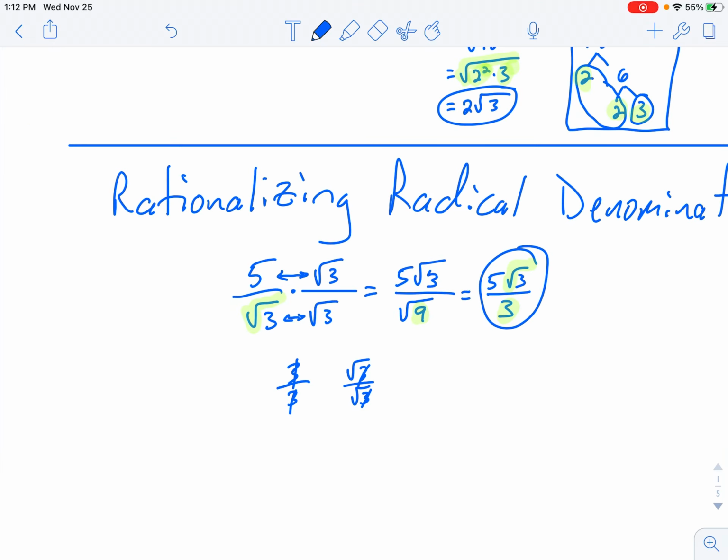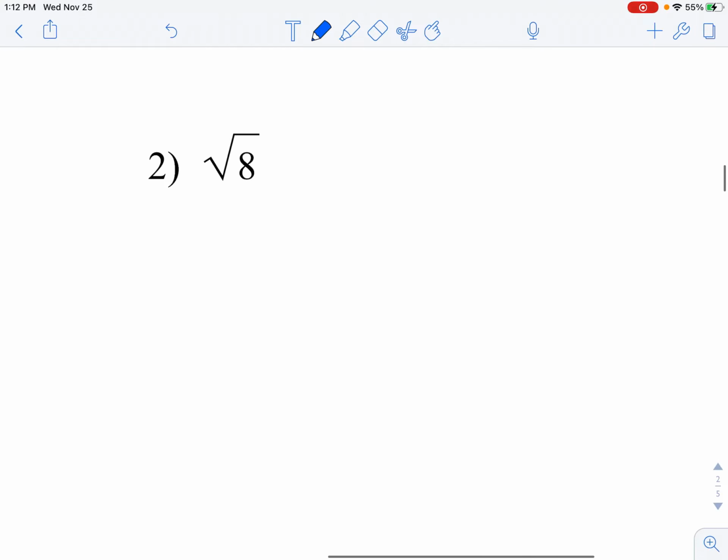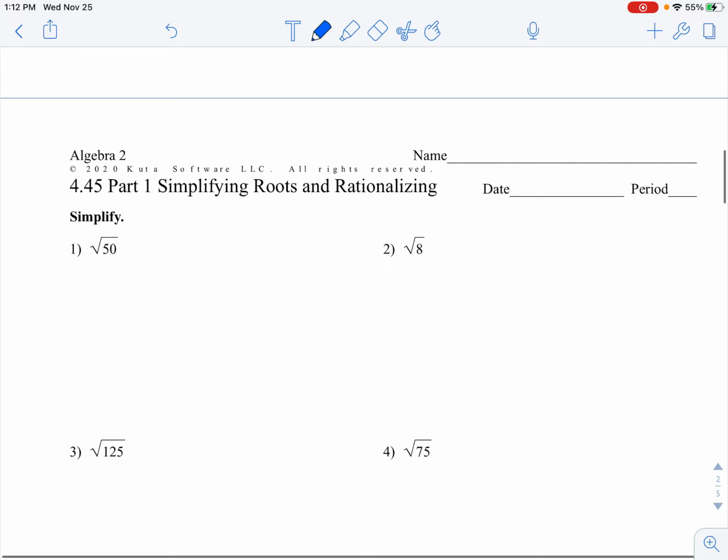So we're going to be doing some of those. All right, let's get on with the show here. So number 2, again, I'll do the evens, you do the odds.